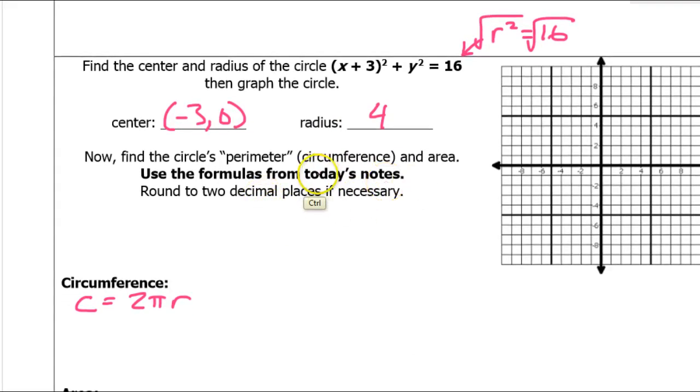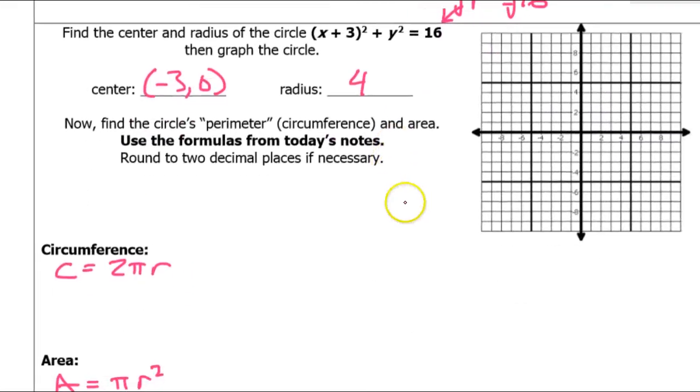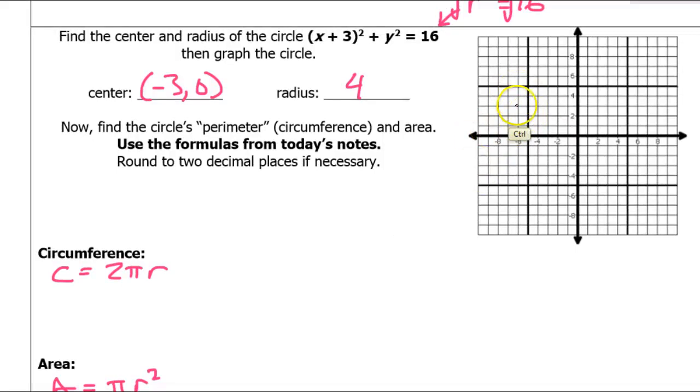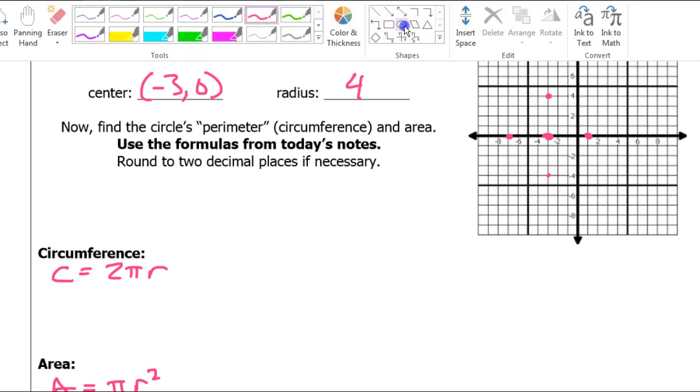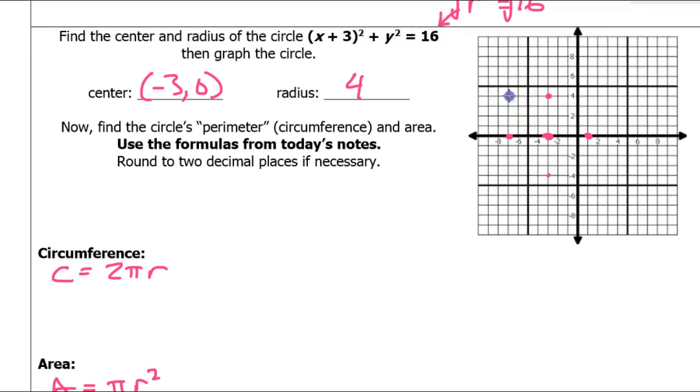All right, now, I see this graph here. The directions don't tell me to graph, but I guess I'll go ahead and graph it just to be on the safe side. -3, 0. So there's the center. The radius is 4, so that means if I were to go up 4 and down 4 and left 4 and right 4, I should be on the circle. Okay, which means I should be able to draw my circle like this. So fine, I graphed it.